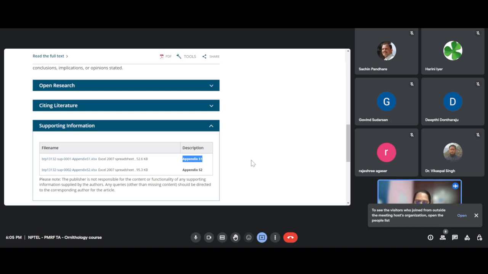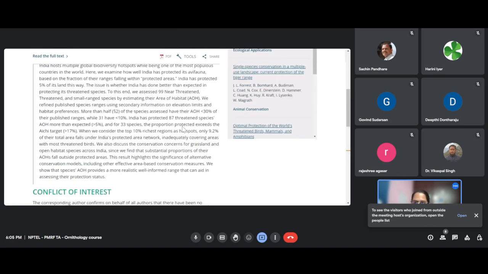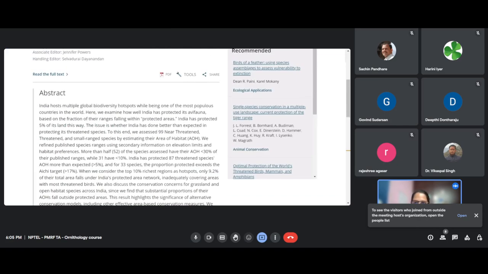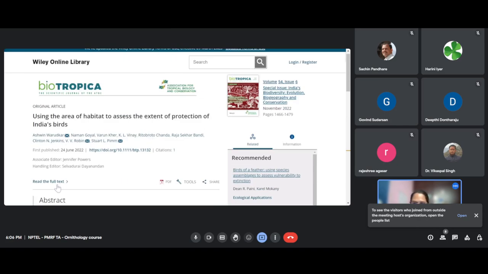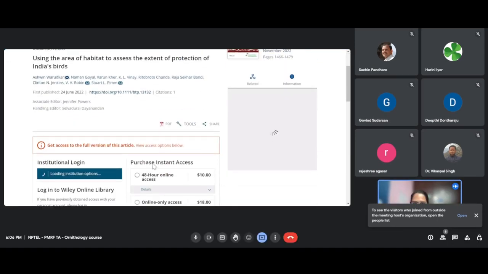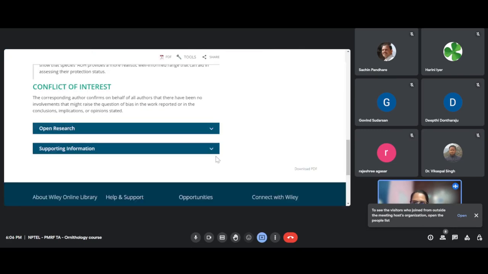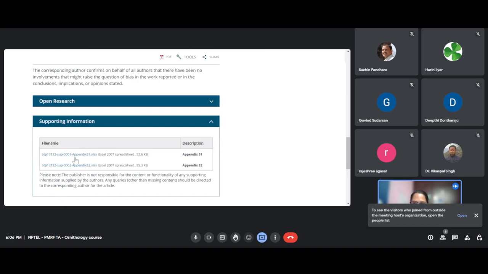So if you copy this and do a search, oh, is this not open? Oh, okay, this is not open, but you can still access the supplementary information. So if I click this, I can save it, right?